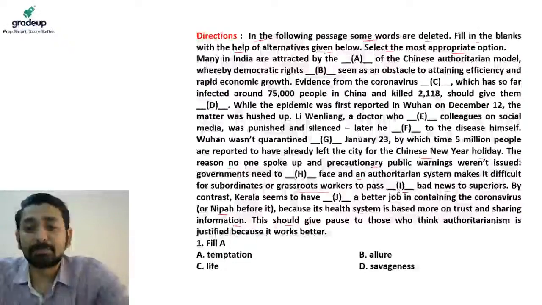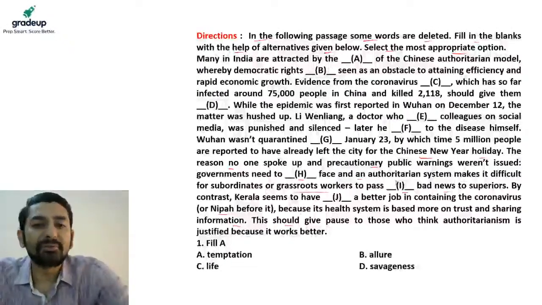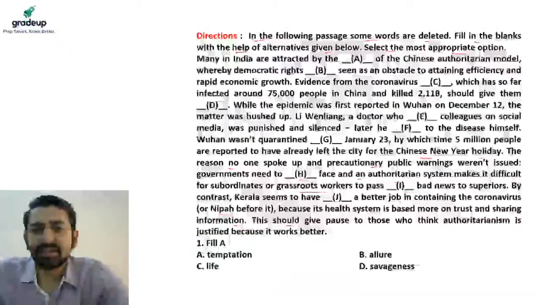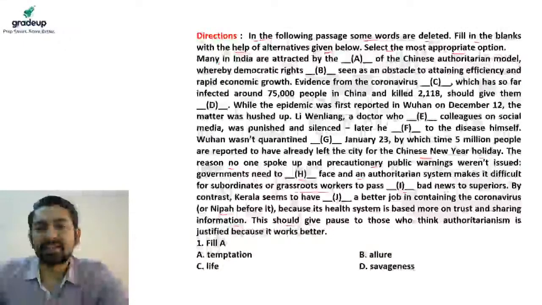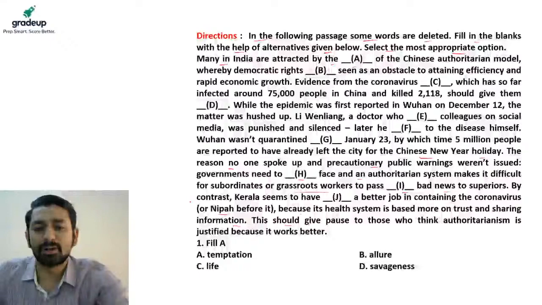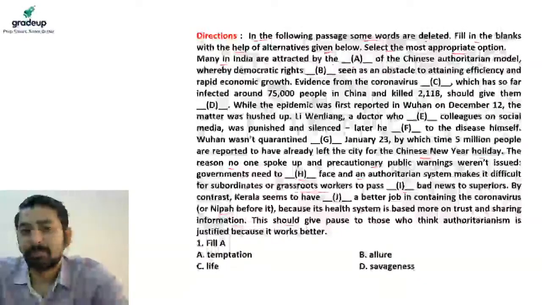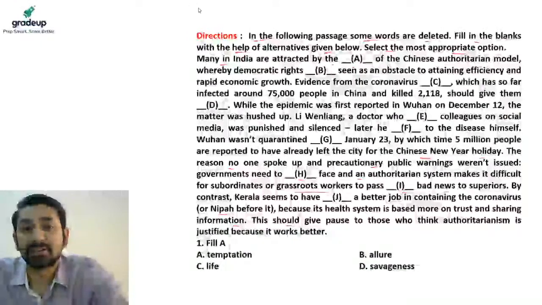So, I got the paragraph for you. I read the paragraph out to you. Now, you have to select the options for me. What do you think should appear in the first blank? It says, many in India are attracted by the dash of the Chinese authoritarian model. Attracted by the temptation, allure, life or savageness. What do you think should appear in the first blank?